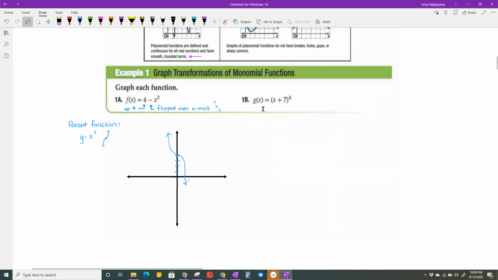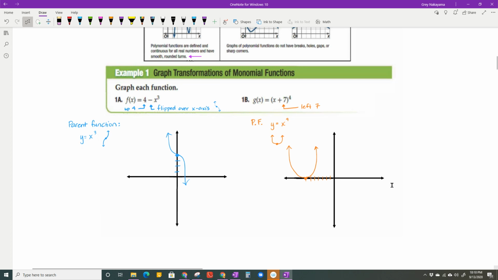1b. g of x equals x plus 7 to the 4th. Again, you want to know what that parent function is. The parent function is y equals x to the 4th. And with x to the 4th, both arrows go the same way. They're both going to go up this time. And that point is 0, 0 again. What is different between my parent function and what I'm told to graph is there's a 7 in it. The plus 7 means my graph is going to move to the left. So all I would do is take that 0, 0 point and move it to the left 7 points on my graph. Flatten it out a little bit. Probably didn't do that good of a job.